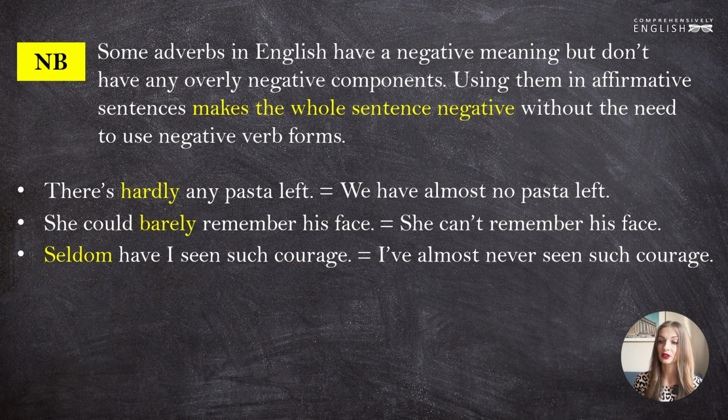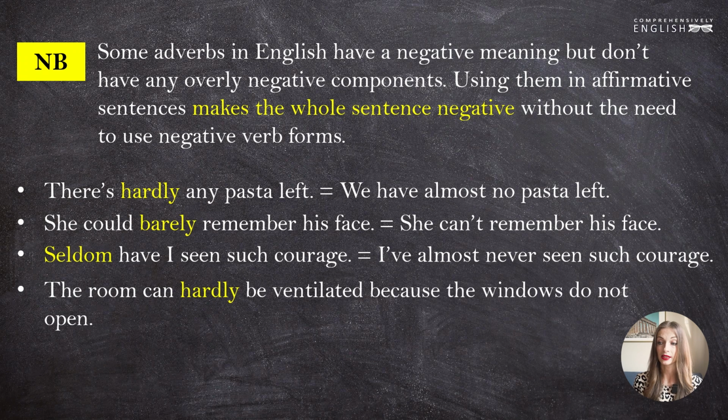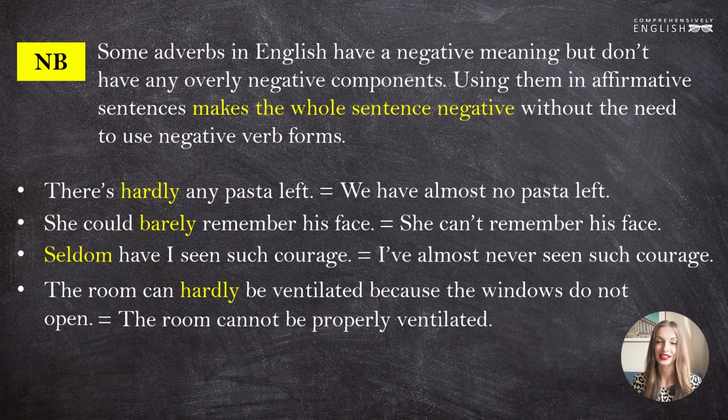And the last example, the room can hardly be ventilated because the windows do not open. What I want to say here is that we cannot ventilate the room properly because the windows do not open. So just keep in mind that in English we have those adverbs that imply negativity, though they do not have any negative components, any negative affixes, and these adverbs can turn your affirmative sentence into a negative one.